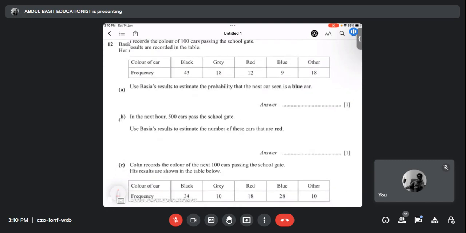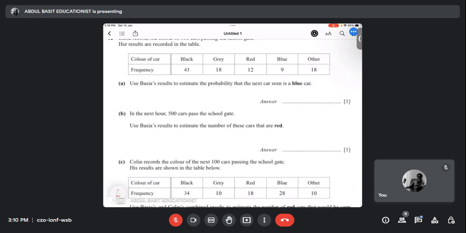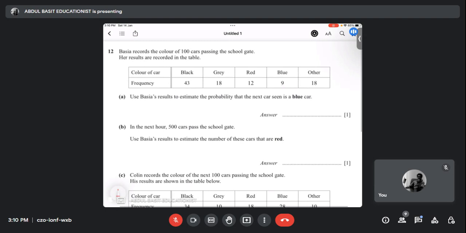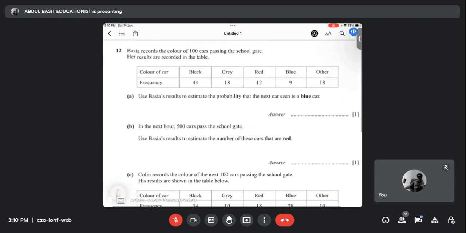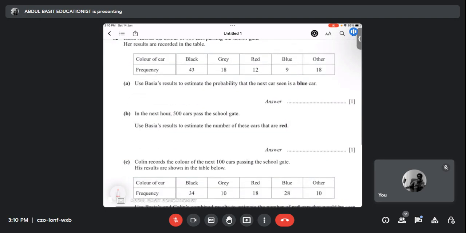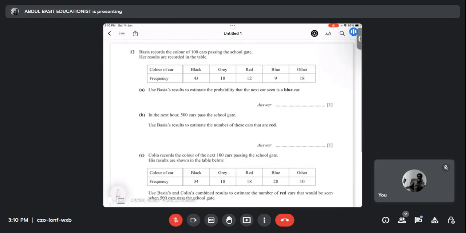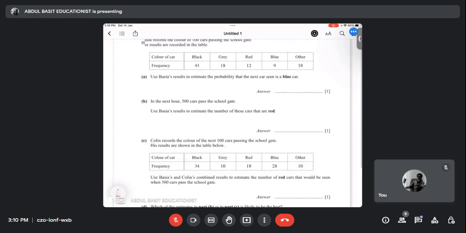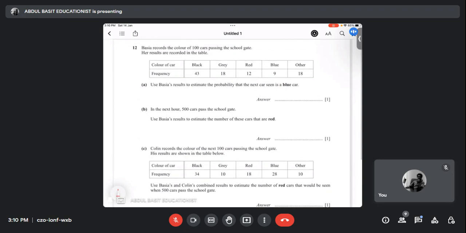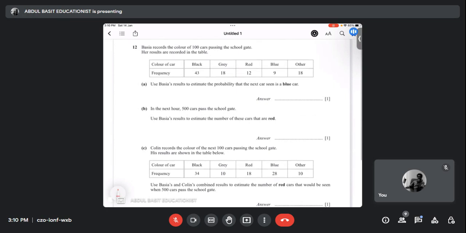Now look at the question very carefully, everybody. It says that Basia records the color of 100 cars passing through the school gate. Her results are recorded in the table. It means that Basia is standing at the school gate and she's recording the colors of the cars.